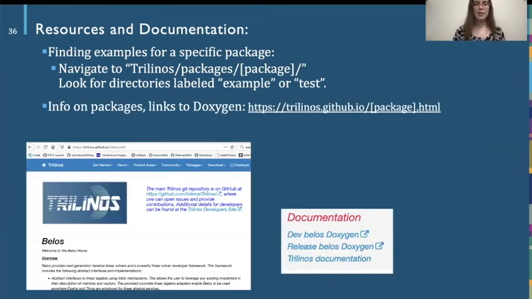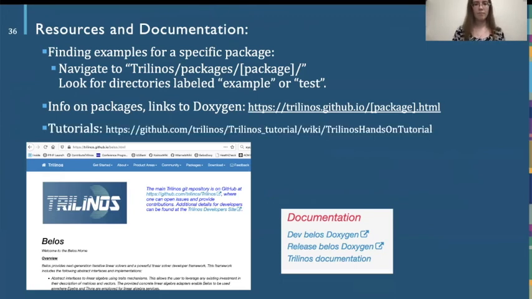If you want information on specific packages, many packages have their own pages on the trilinos.github.io pages, which give good information. And then those pages have links to the Doxygen documentation. Furthermore, you can see the link below for Trilinos tutorials. It's really a conglomeration of tutorials for a handful of packages.